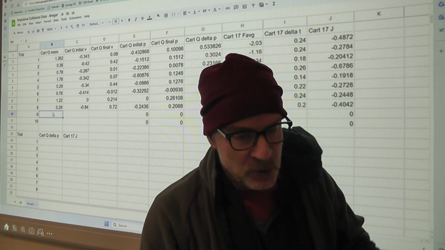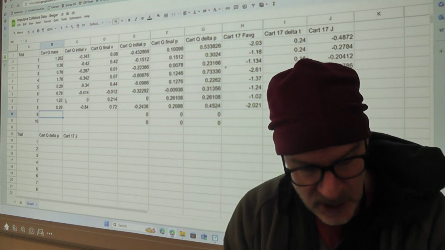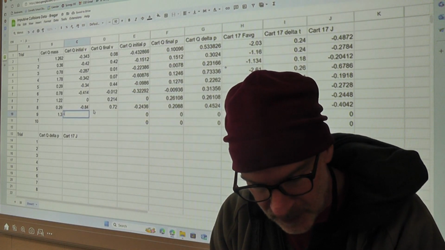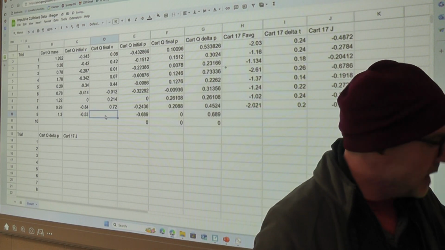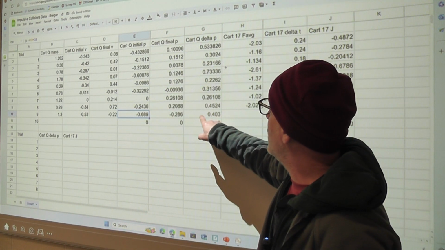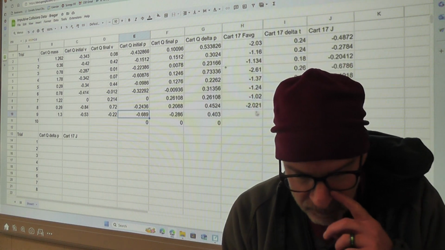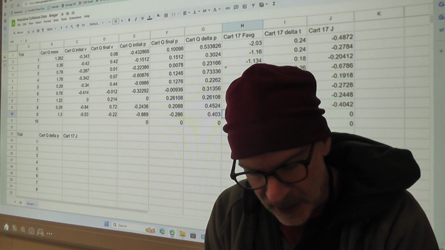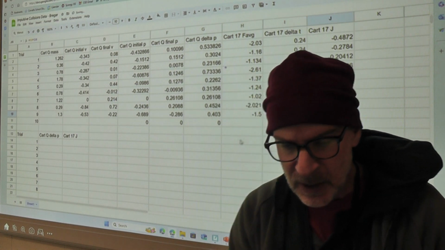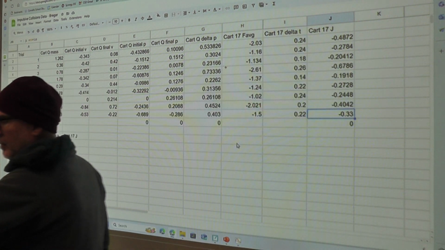And so for my new trial, the mass of the cart that I looked at the velocity of was about 1.3. Its initial velocity was negative 0.53, and the final velocity was negative 0.22. And it calculates the change in momentum for me. It was about 0.4. And for the force, my force was about negative 1.5, that was on the other cart, and the amount of time was about 0.22 seconds. So that's about negative 0.33 is my impulse acting on that other cart.